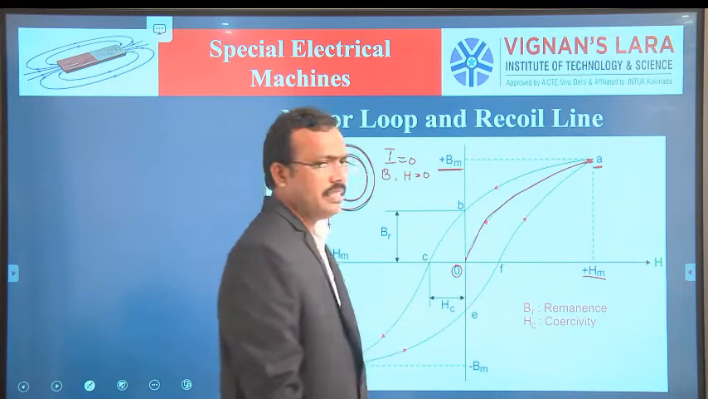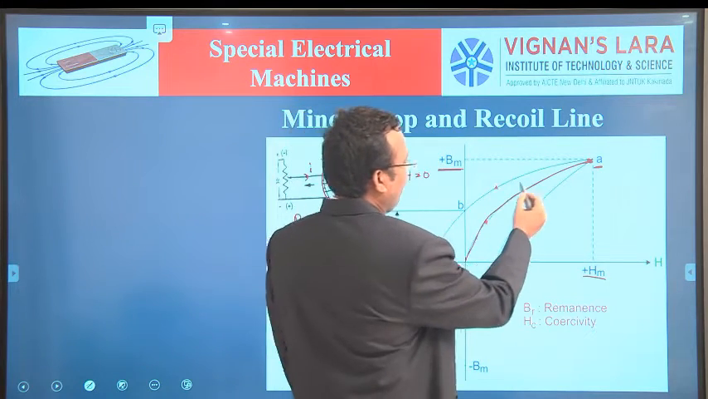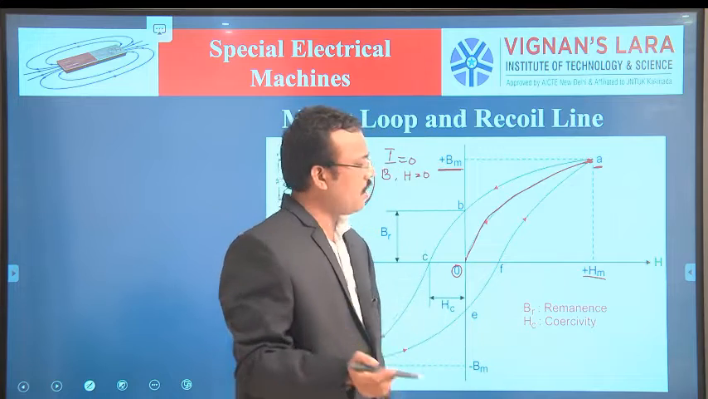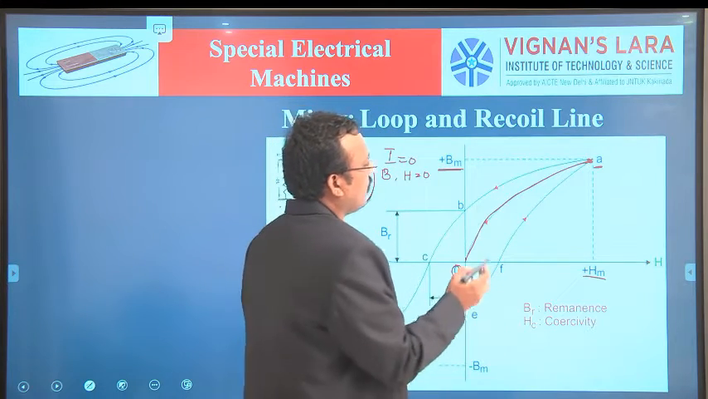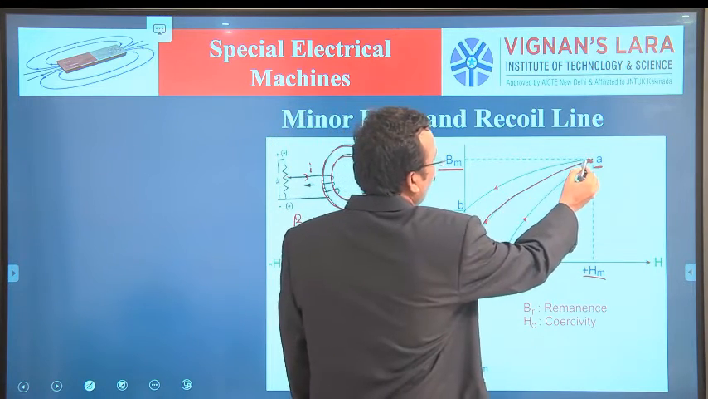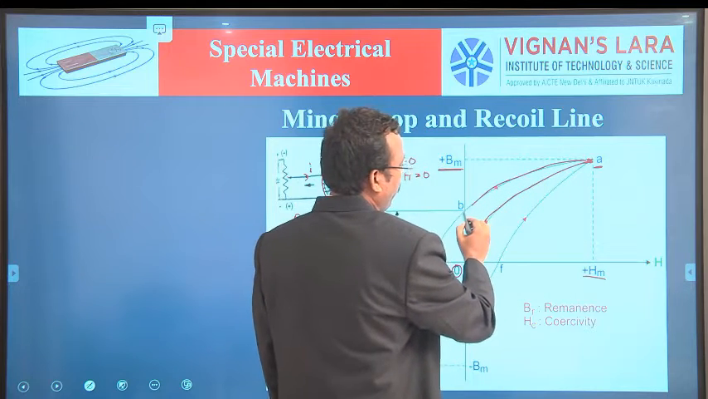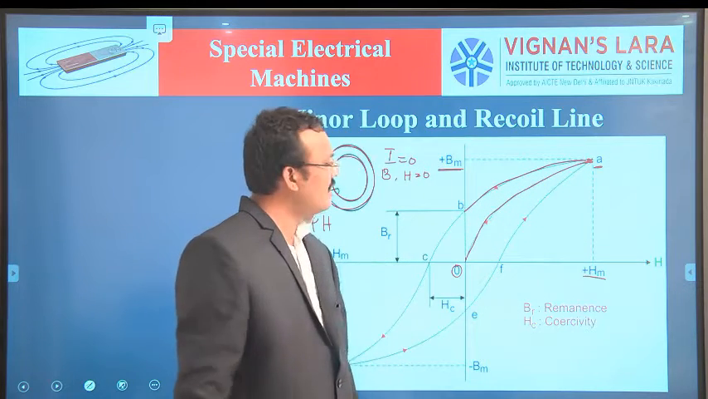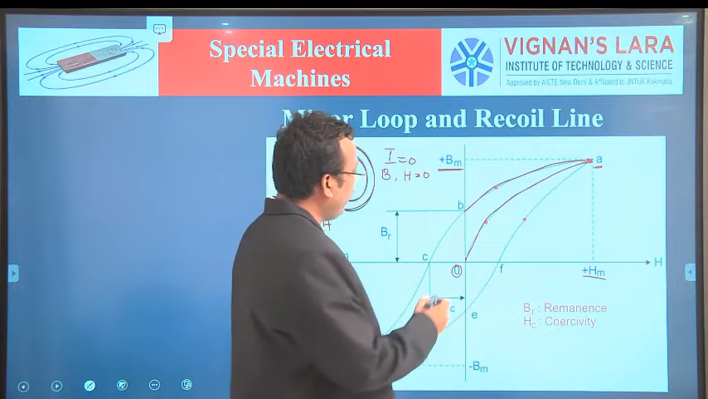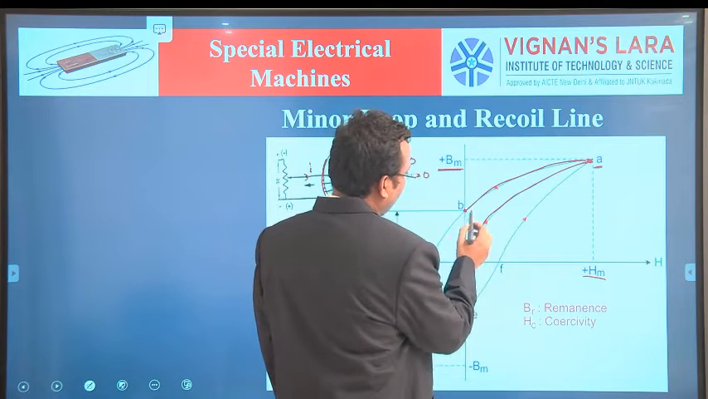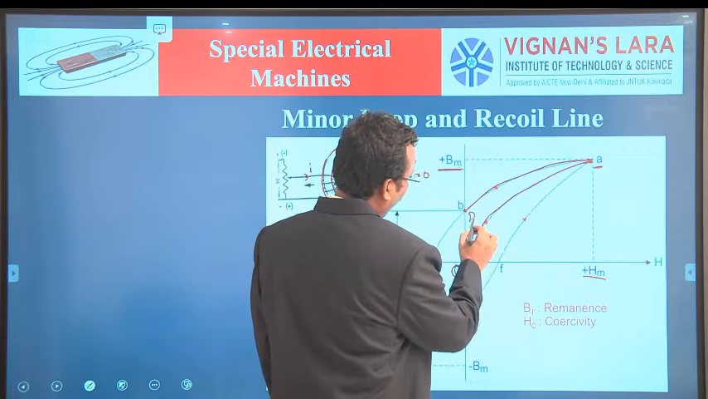So now what happens? See, this line does not follow the previous path. It will follow some other path, the path A to B. This point is called BR.